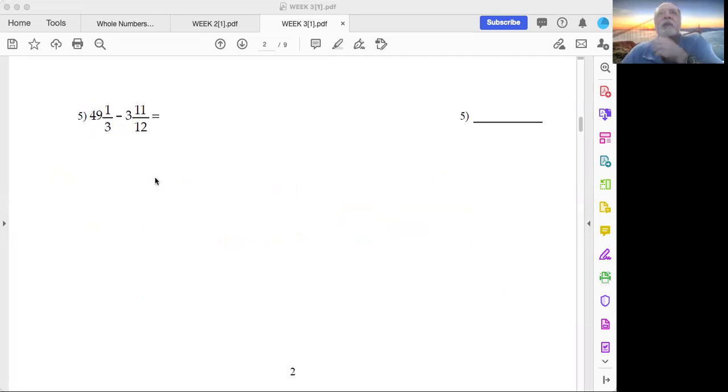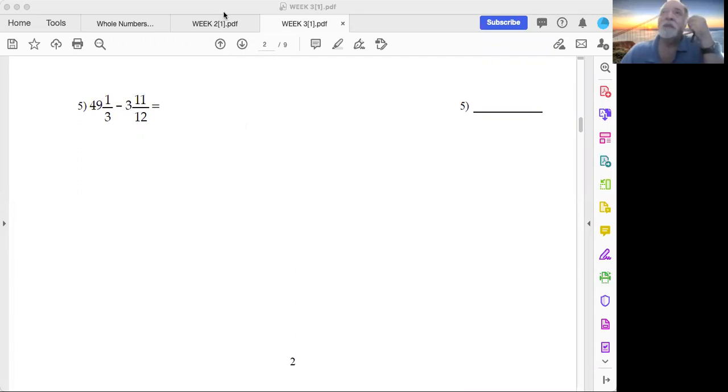Right. Let's tackle these. 49 1/3 minus 3 11/12. Okay. So first step here is we could turn them both into improper fractions. Okay, that's one way to do it. Another way to do it, all right, is to deal with the whole numbers first, 49 and 3. Let's deal with them first, right? 49 minus 3 is going to be 46. Okay. And then there's going to be some fractional part that comes next, right? And that's going to come from subtracting these two fractions.